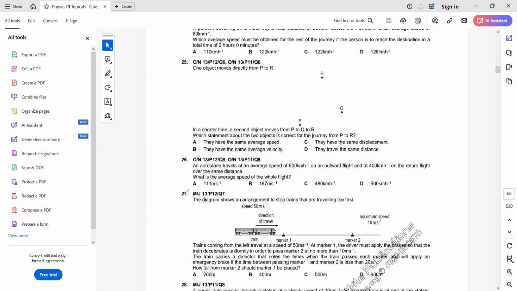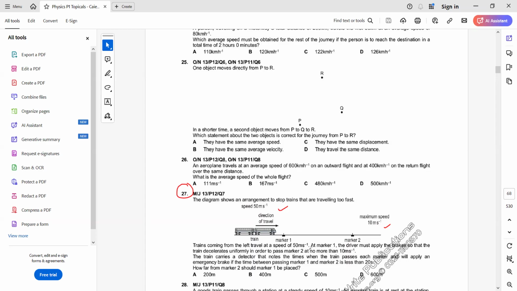Okay, let's try question 27. There is a diagram that shows an arrangement to stop trains that are traveling too fast. Speed 50 meters per second, marker 1, marker 2, maximum speed 10 meters per second. A train coming from the left travels at a speed of 50 at marker 1, and the driver must apply the brake so that the train decelerates uniformly.